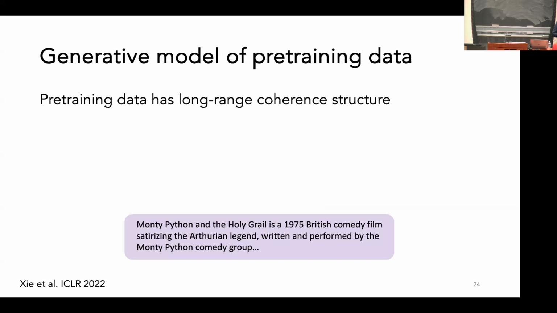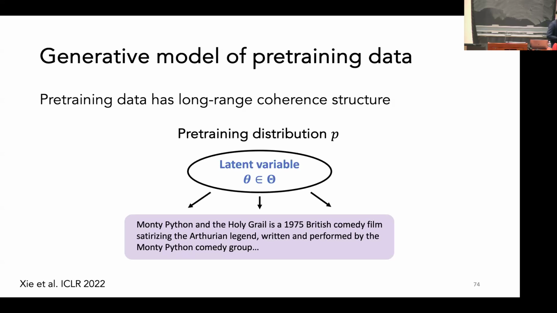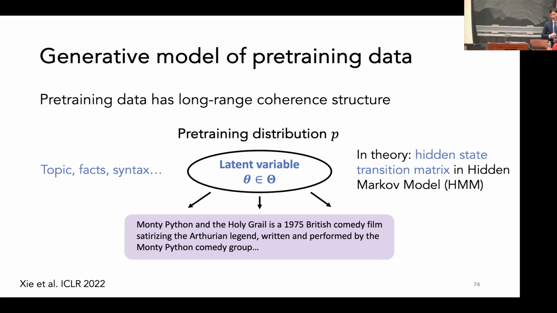This document has a long-range coherence structure. What I mean is that if you take a look at the document, it's a Wikipedia article with all the history, accolades, and plot pertaining to this film. We capture this kind of long-range coherence structure with a document-level latent variable. You can think of this latent variable as capturing the topic, the factual relations, and the syntax in the document. In the theory, where we model the text as being sampled from a hidden Markov model, this latent variable is a hidden state transition matrix.